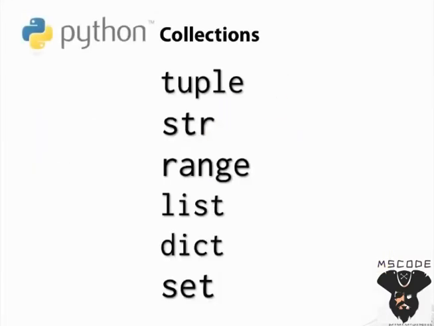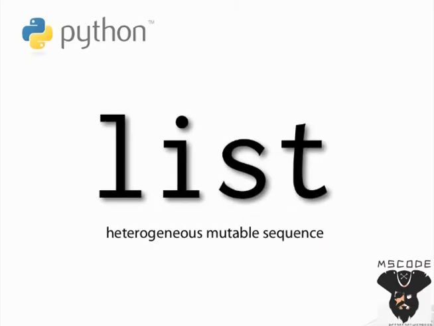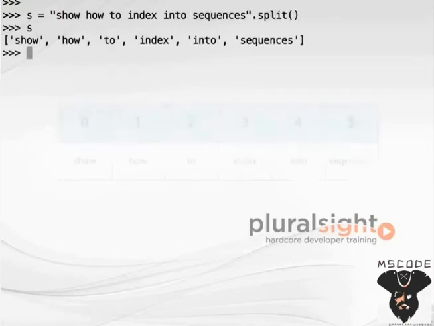Let's move on and look at the next collection type. We've already covered lists a little, and we've been making good use of them. We know how to create lists using the literal syntax, add to them using the append method, and get at and modify their contents using the square brackets indexing. Now let's take a deeper look. Let's start by making a list containing the words to show how to index into sequences. We'll do this by calling the split method on a string.